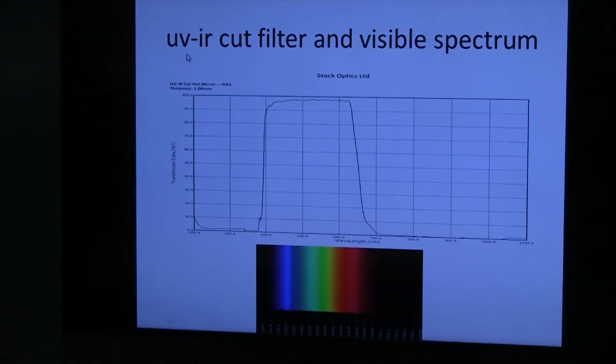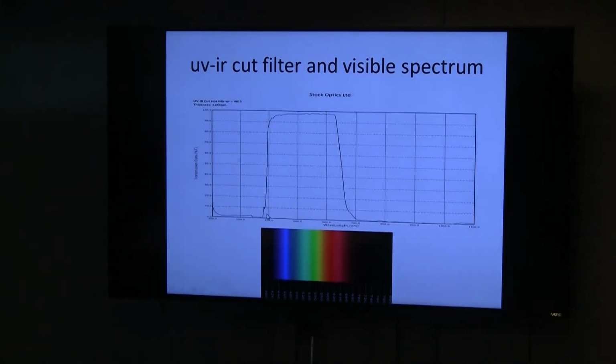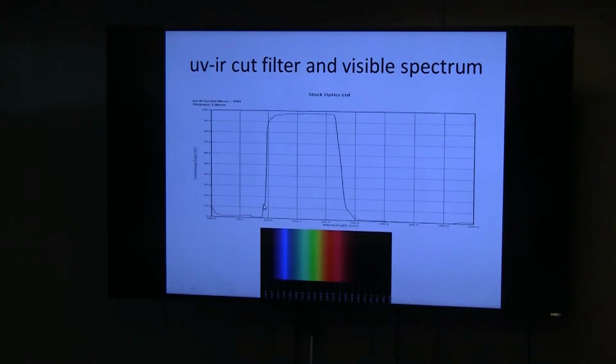The regular camera actually has one of these in it, and it basically cuts down ultraviolet and infrared and just allows the visible wavelengths through, somewhere between 420 and, I don't know, 690 or so. And so the no IR camera doesn't have this. The regular camera does.